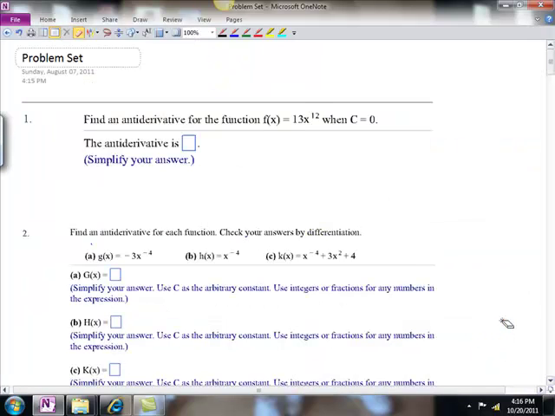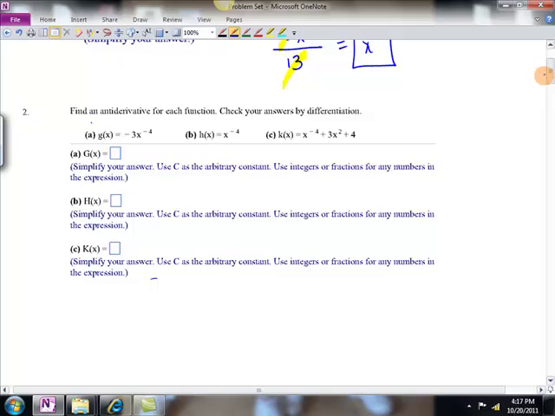All right, let's look at number 1. Find an antiderivative for this function. So we've got f of x equals 13x to the 12th. So we would have 13x to the 13th, and we divide by that same number. Then you would reduce. You're going to get x to the 13th. And if c is 0, you don't have to put a c down here. So we're just going to put that as our answer. Okay? All right, we've got 3 of them here.